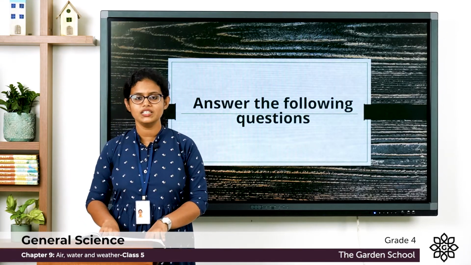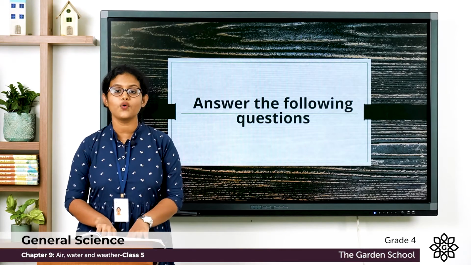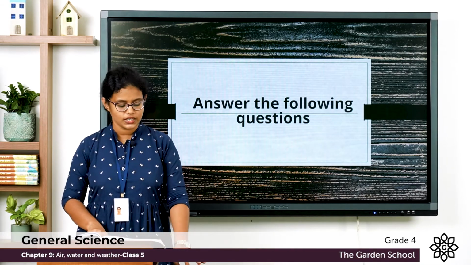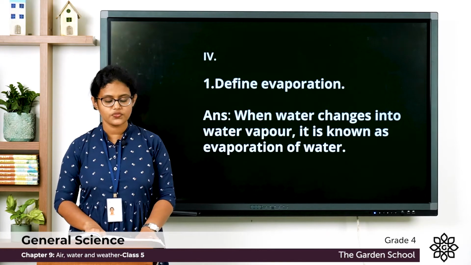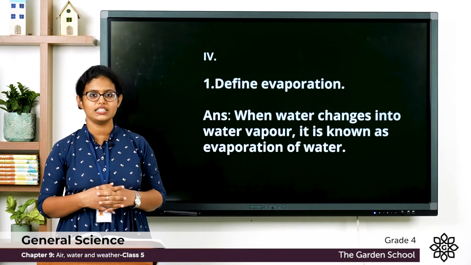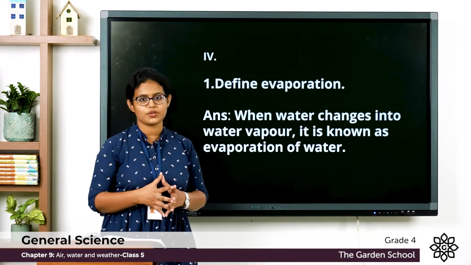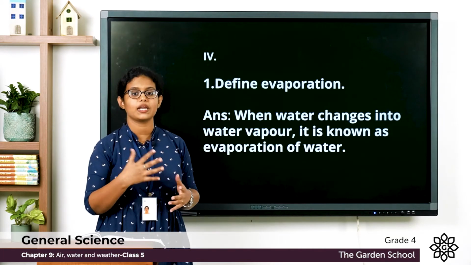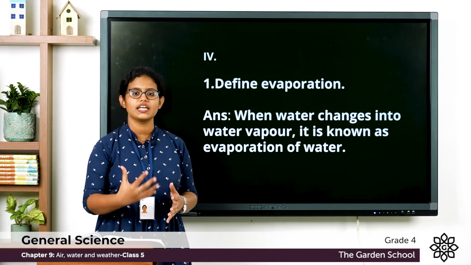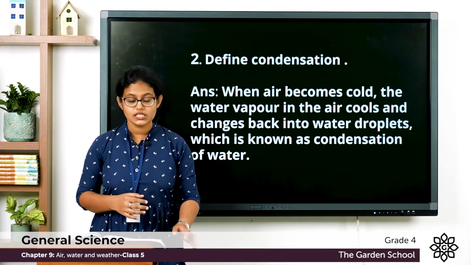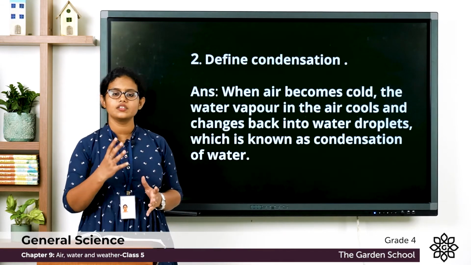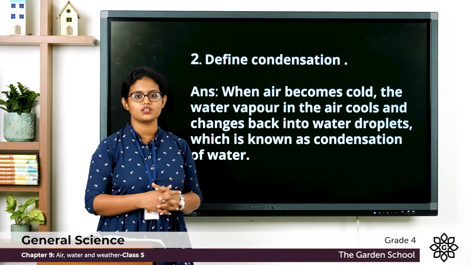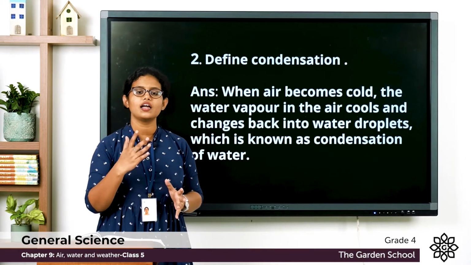Now let's move to the next one. Answer the following questions in one sentence. So let's start with the first one. Define evaporation. So let's see the answer. What is evaporation? When water changes into water vapor, that process we call evaporation. The second one, define condensation. When water vapor is changed to water, that process we call condensation.